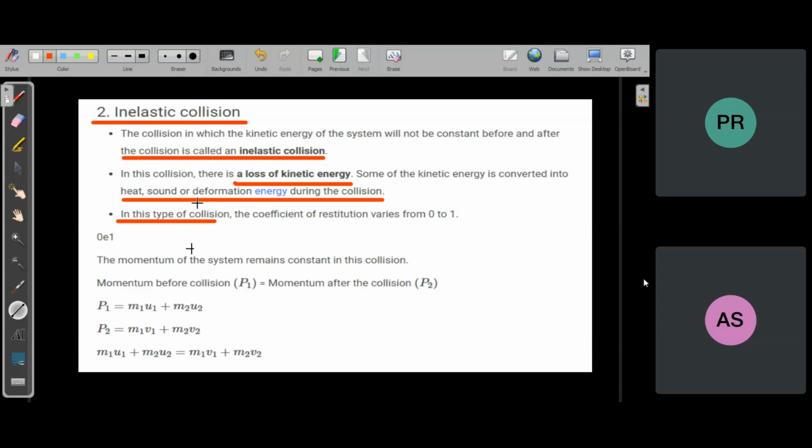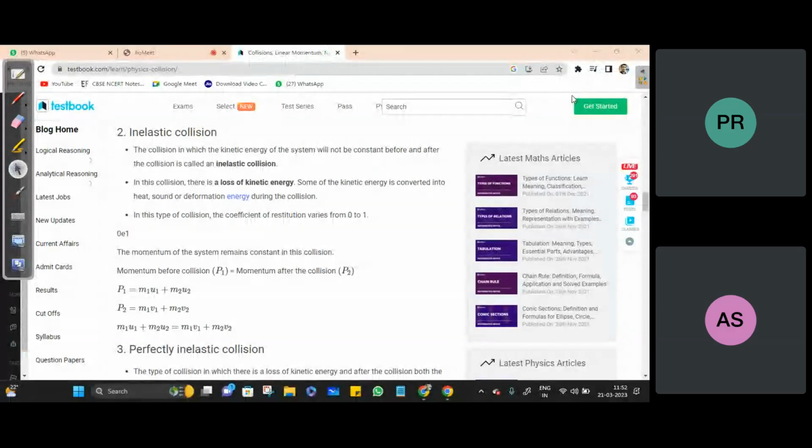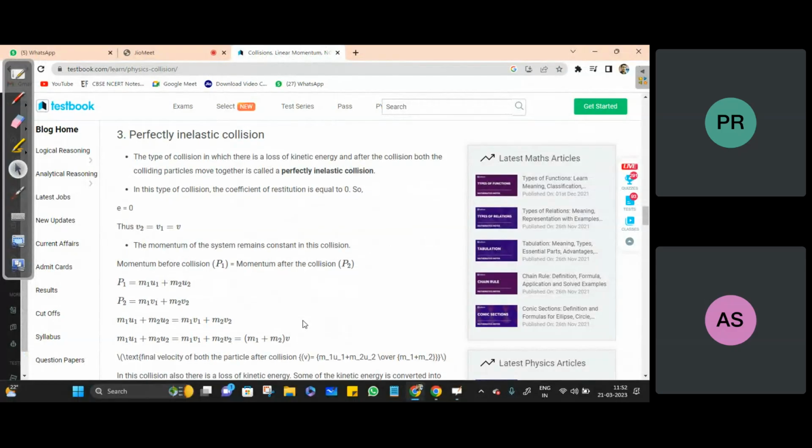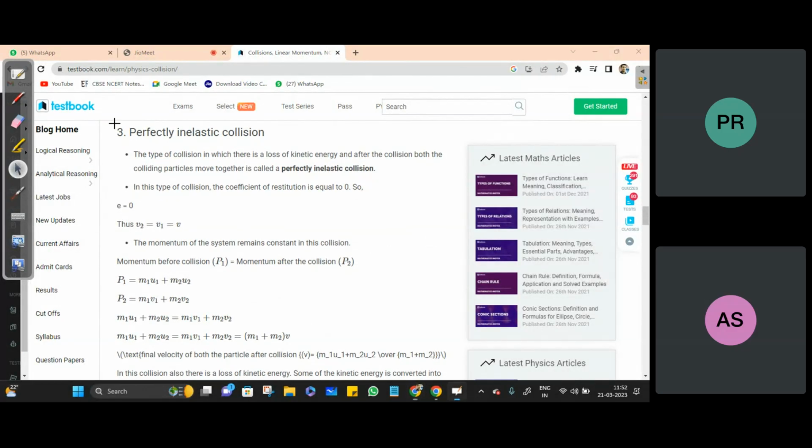Now in this type of collision, you will get a coefficient of restitution value from 0 to 1, any value between 0 and 1. So 1 is for perfectly elastic, and this is inelastic collision, so it will be somewhat lesser than 1. It will be between 0 and 1. But momentum will be conserved in all types of collision. Momentum of the system will be conserved in all types of collision.